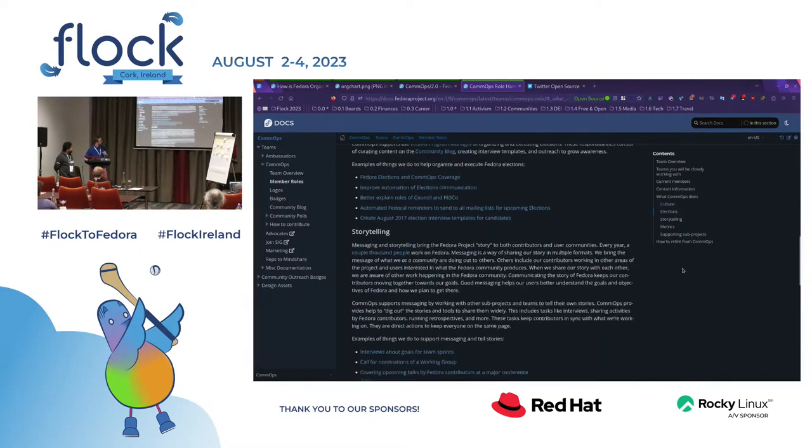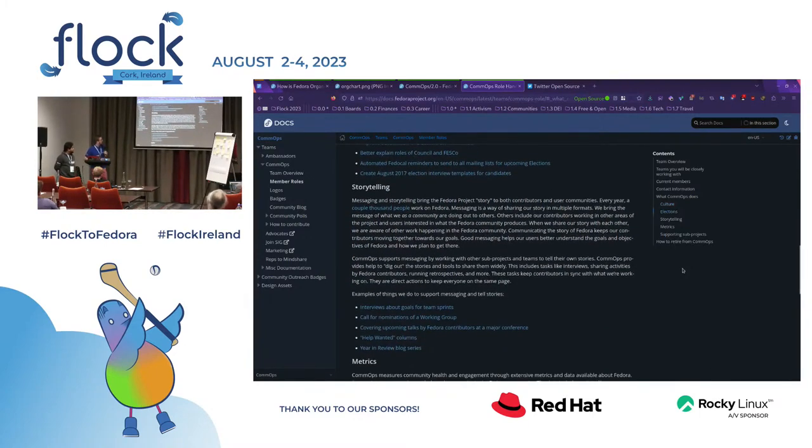The third bucket was storytelling. I think it goes close to the culture piece, but it's being able to go out in the community and talk about the things that we're doing as a project, as a community, and the things that we're caring about. This isn't as much of an outreach as it was an inreach, trying to talk to other Fedora people about things happening in Fedora, because it's huge, as you saw on the org chart.